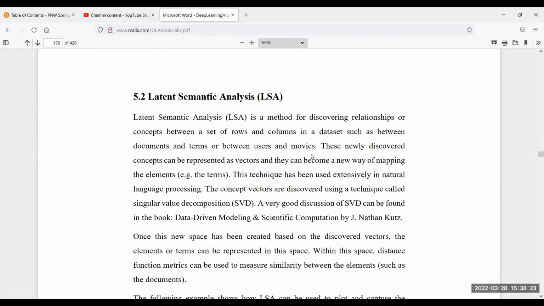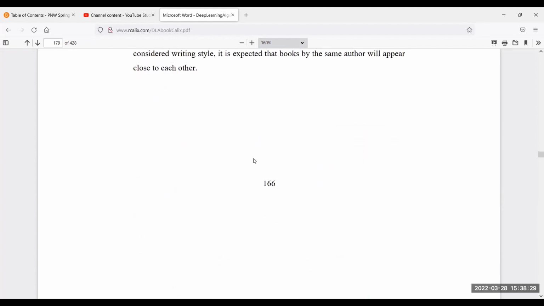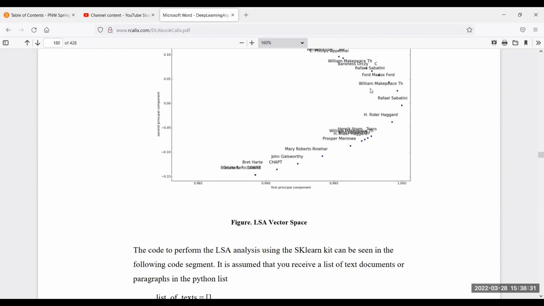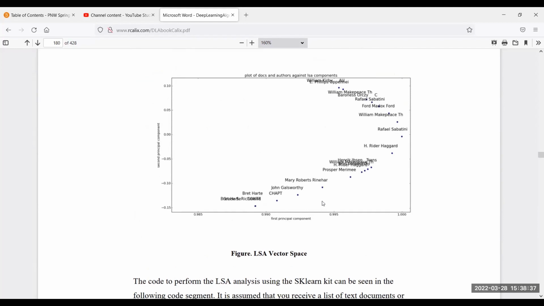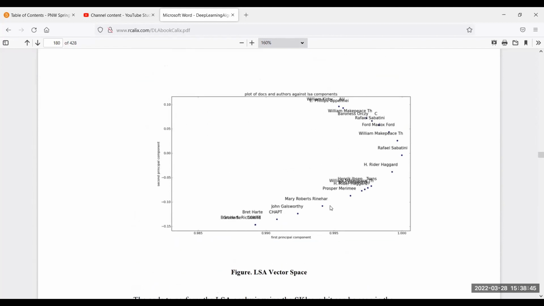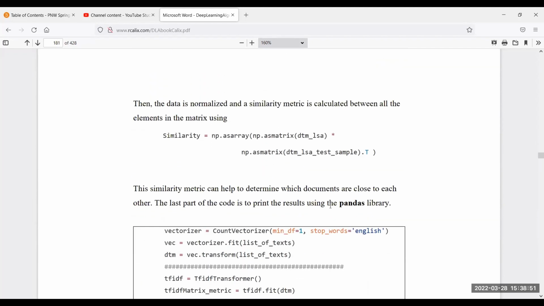Before Word2Vec and all of this came latent semantic analysis. You can take a read through that one. It's a nice one, but basically the idea is putting things in a space and then calculating distances. This example, I believe, shows similar authors in this compressed space.